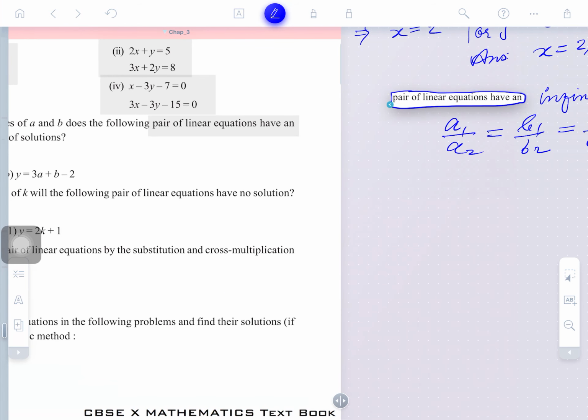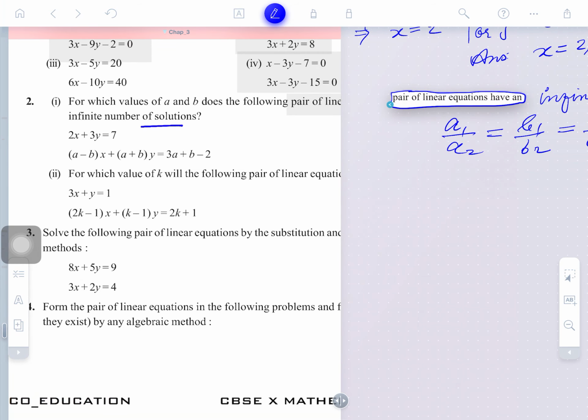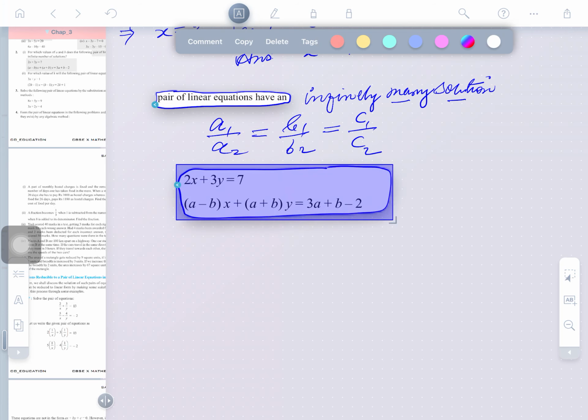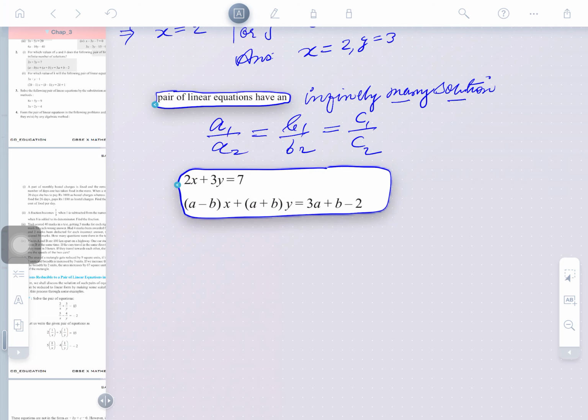And what equations are given? You may say these are the equations. And from this equation, what can we note down? So you may see this is infinitely many solutions. What is A?